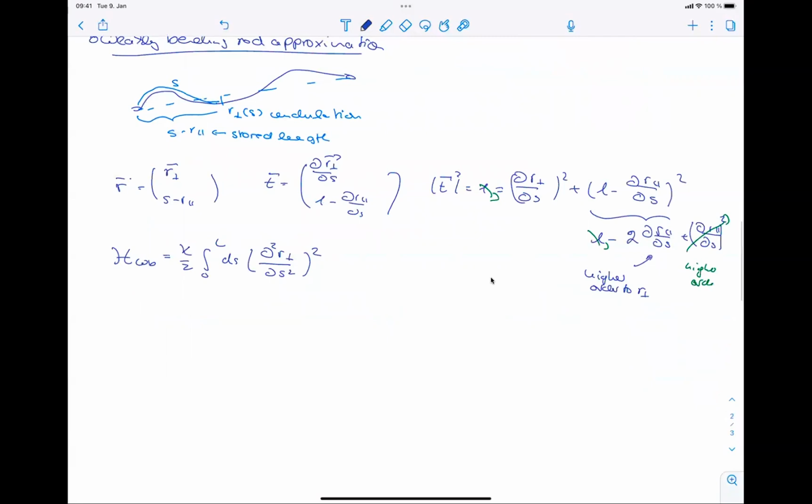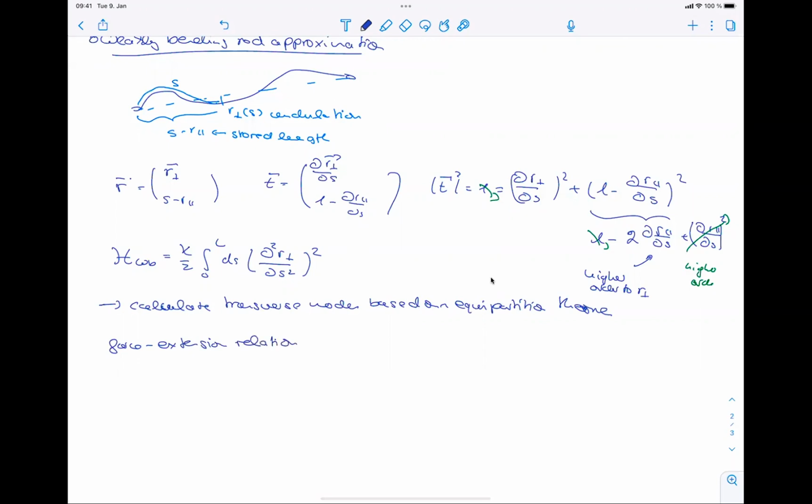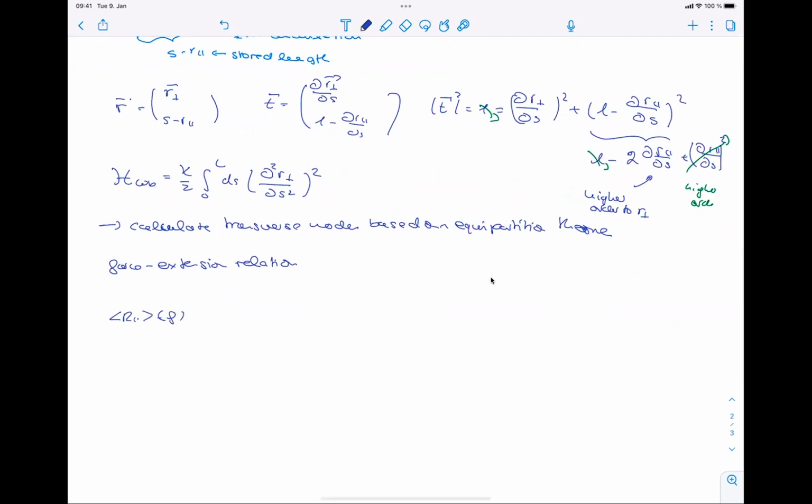And that was very useful because we know that these transverse fluctuations, due to the equipartition theorem, we know how much energy goes into them, so we can calculate the transverse modes based on equipartition theorem, and then, for example, find the force extension relation that is physically insightful, because here we see that summing over the modes of an extended polymer, we get again two limits.